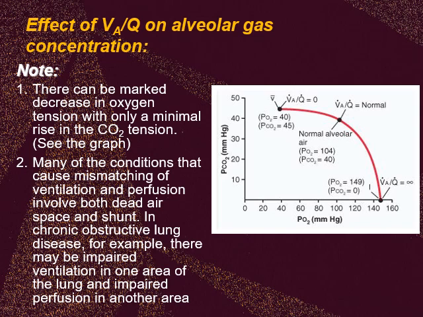and vice versa. Note number two: many of the conditions that cause mismatch of ventilation and perfusion involve both dead air space and shunt. For example, in chronic obstructive lung disease, such as emphysema, there may be impaired ventilation in one area of the lung and impaired perfusion in another area.